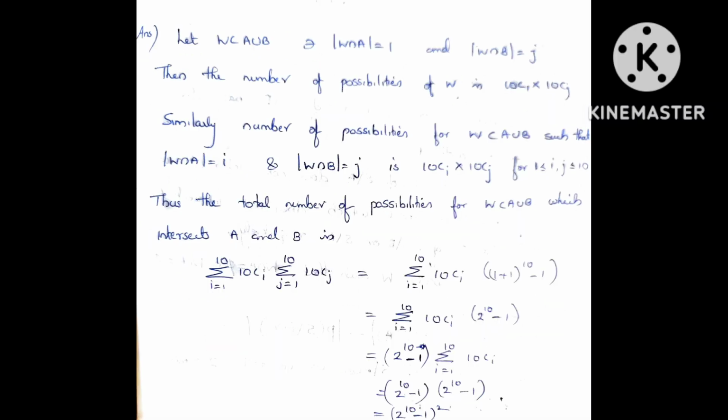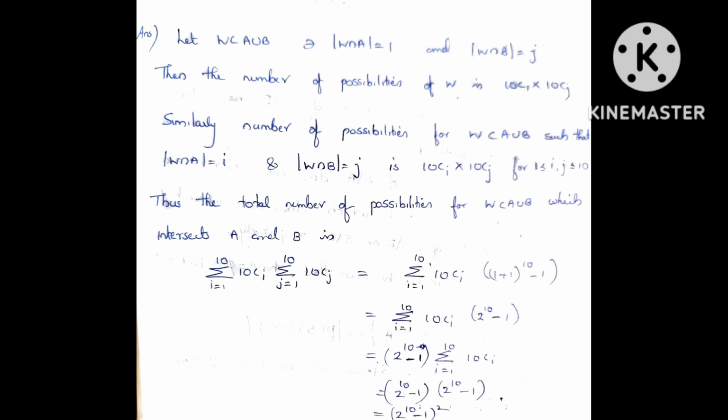Here A is equal to the set of 1, 2, 3, etc. to 10, so A contains 10 elements, and B is equal to 41, 42, etc. to 50. B also contains 10 elements, and note that A and B are disjoint. Now we just consider W a subset of A union B such that |W intersection A| is equal to 1, and |W intersection B| is equal to J. That is, W contains exactly one element from A and exactly J elements from B.